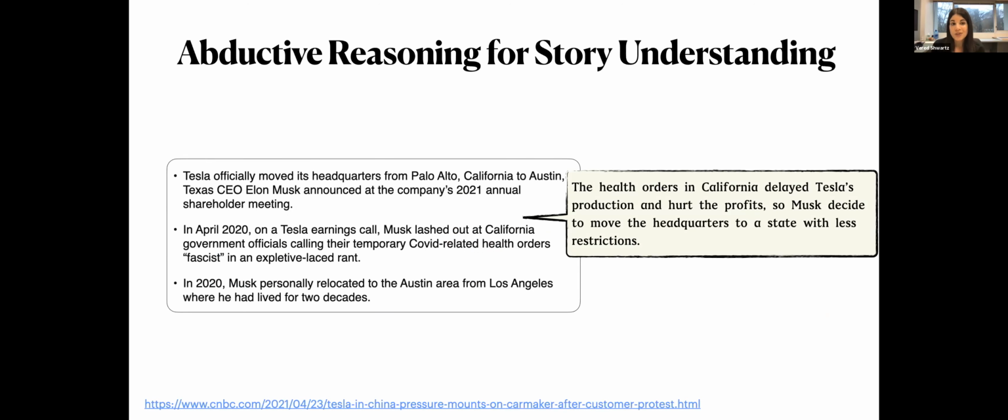And abductive reasoning is also very useful for NLP. Again, this is an example application that I don't think is commonly used in practice, at least.